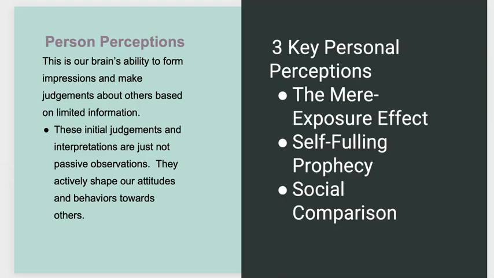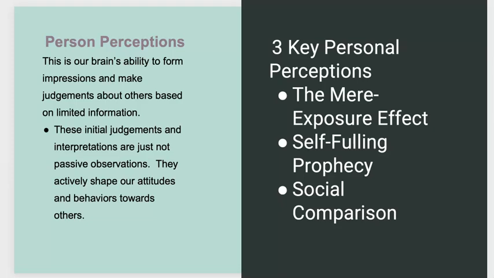All right. Now let's talk about another big thing, person perception. This is our brain's ability to form impressions and make judgments on others based on limited information. We need to be careful with this, though. These initial judgments and interpretations are not passive observation. They can actively shape our attitudes and behaviors towards others. Remember, this is the judging the book by its cover thing. So let's be careful, because our biases creep in.